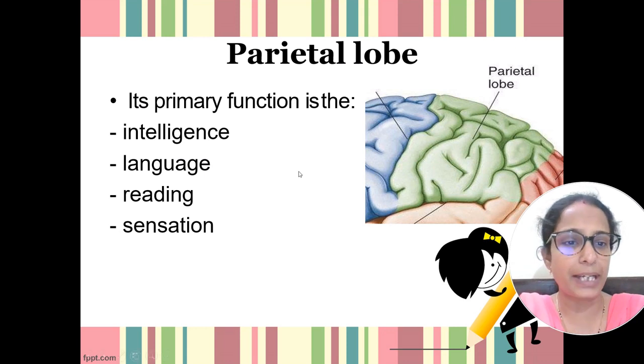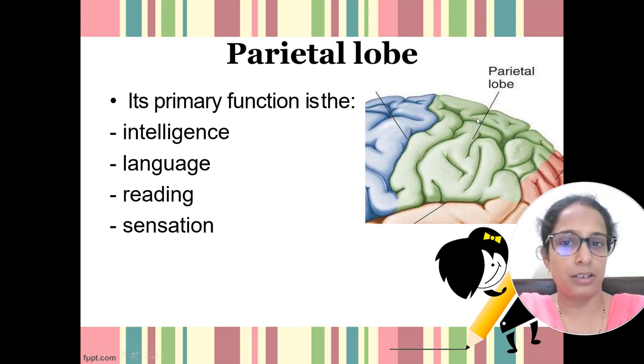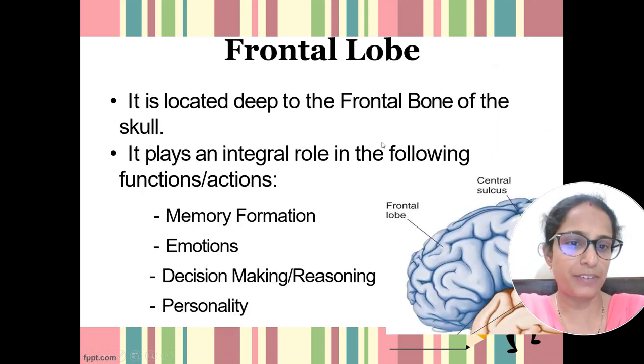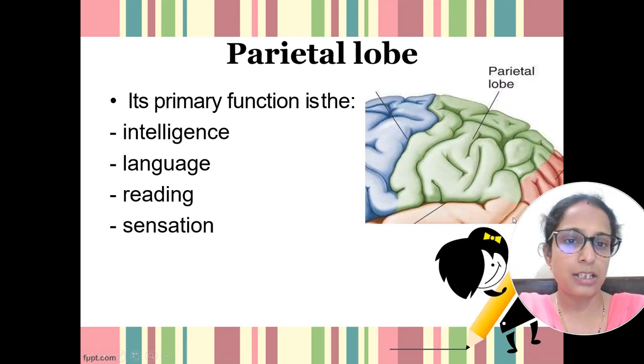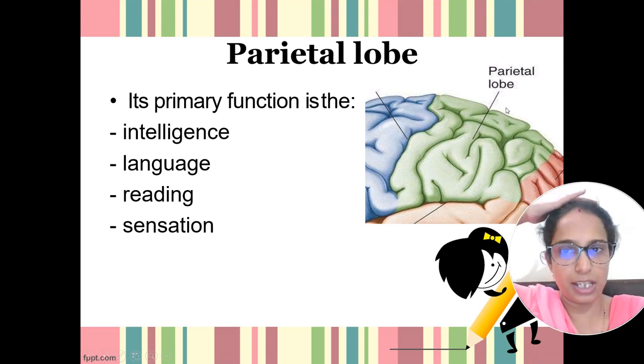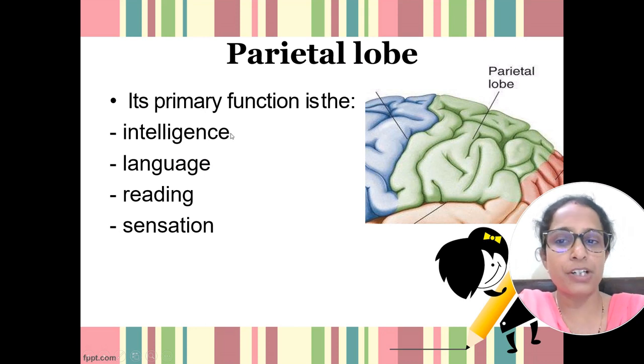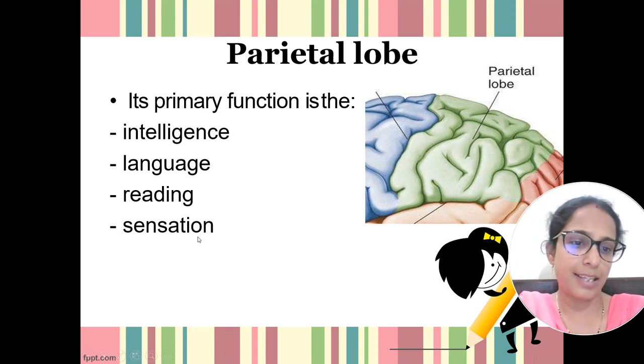So next is the parietal lobe, just at the back of the frontal lobe. This is the frontal lobe, as we saw in the previous slide, this color is of the frontal lobe. So next, this area of our brain is known as the parietal lobe. The main functions of the parietal lobe are intelligence, language, reading, sensation. So these are the functions of the parietal lobe.